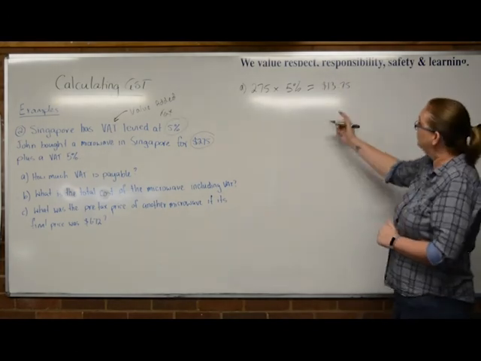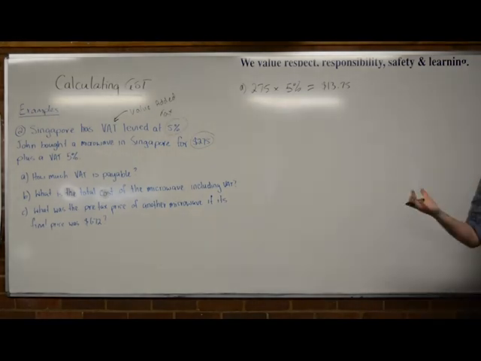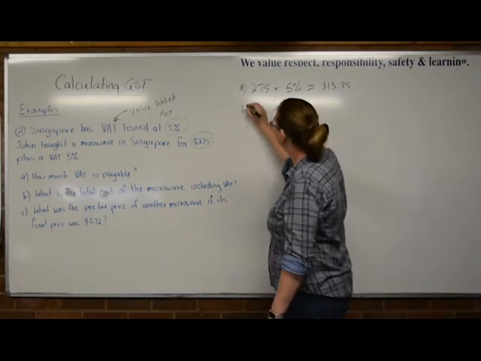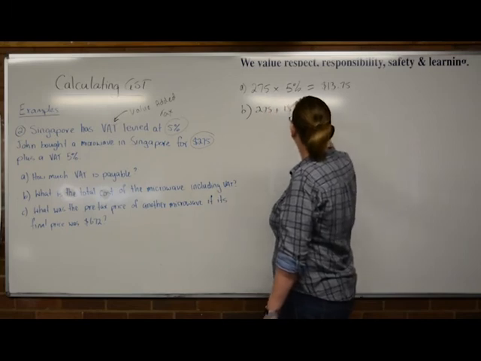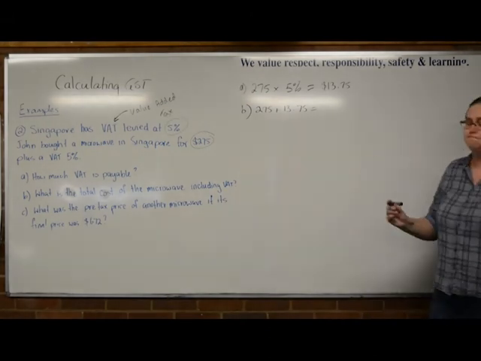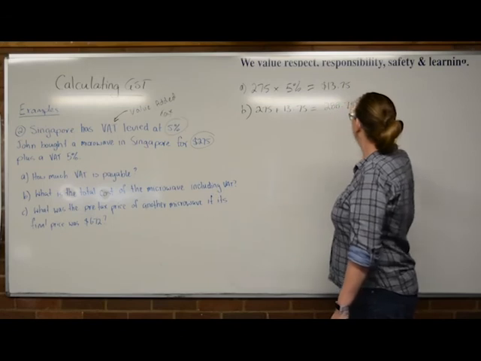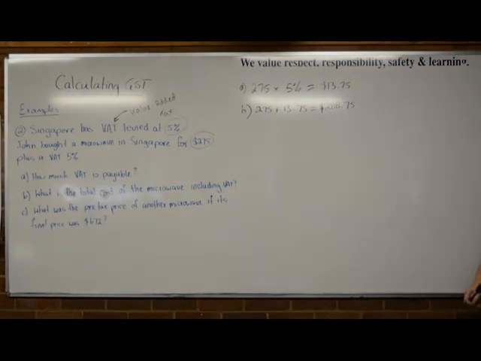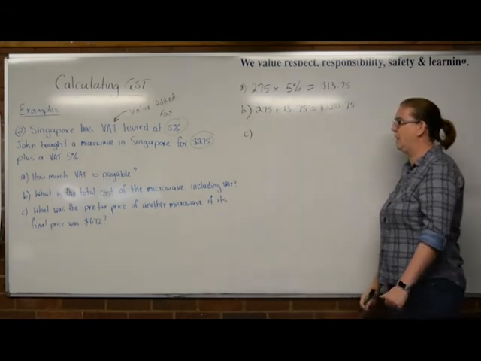So that's A. How much VAT is payable? $13.75. What is the total cost of the microwave including VAT? Well, just like we did before, we'll just add the two together. And what is that going to be? $288.75.